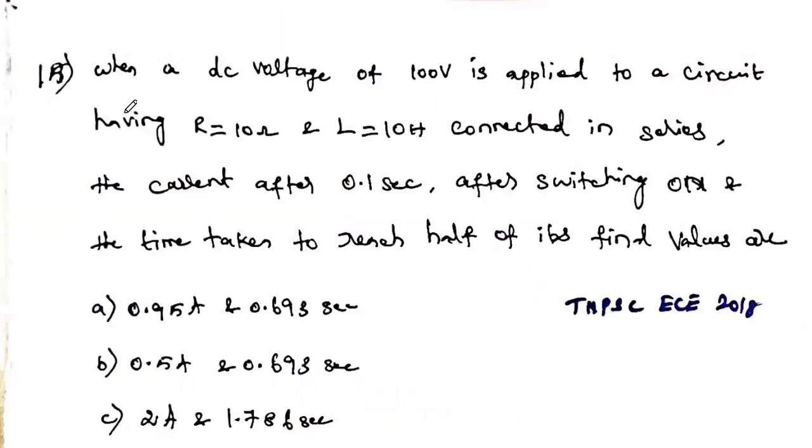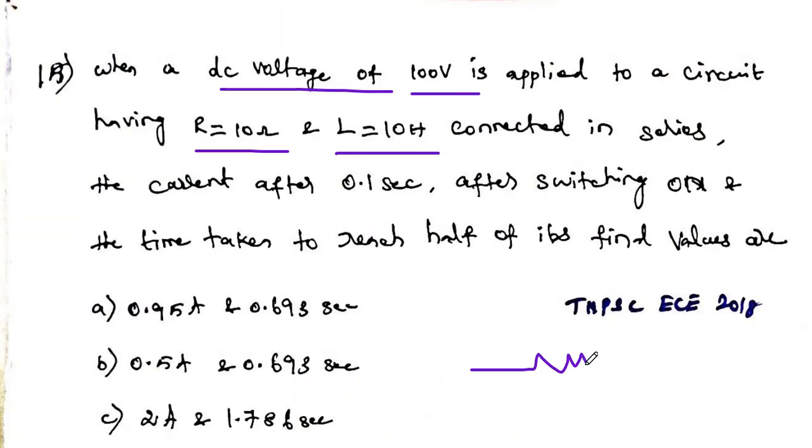Then the next question: when a DC voltage of 100 volt is applied to a circuit having resistance R equal to 10 ohms and inductor L equal to 10 Henry connected in series. So the given circuit is a series RL circuit. Okay, one resistor and one inductor is connected. This is resistor R, inductor L is connected in series with a DC voltage of 100 volt. So this is the series RL circuit.